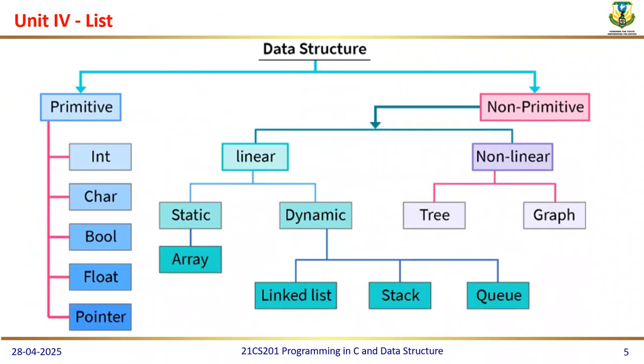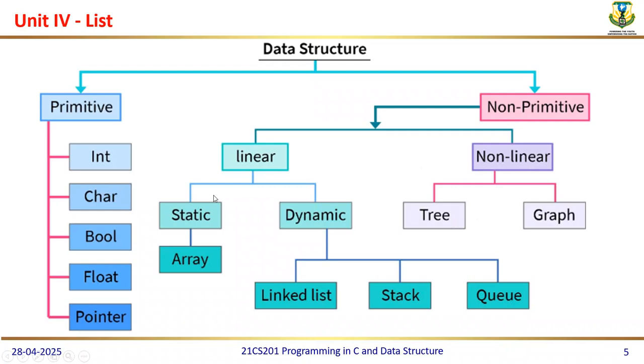Now I would like to start with data types, data structure types, and the implementation. As far as data structures are concerned, they are primitive as well as non-primitive. Primitive covers data types such as integer, character, boolean, float, and pointer. Non-primitive is linear and non-linear. The linear one is called static, which comes under array. So please understand, array is static. The other one is dynamic. Under dynamic, list, stack, and queue are coming. So list, stack, and queue come under dynamic linear data structure. As far as non-linear is concerned, tree and graph we will discuss separately.